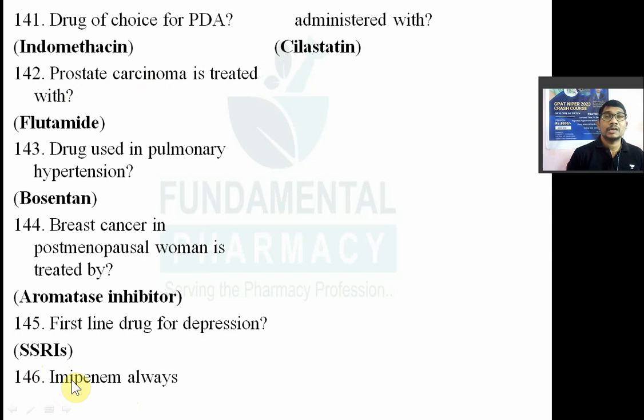Again, cilastatin will also prevent the generation of one toxic metabolite of imipenem. Imipenem का एक toxic metabolite होता है, ये cause करता है nephrotoxicity. That is also prevented by cilastatin. Cilastatin inhibits the enzyme which degrades imipenem and also prevents the generation of the nephrotoxic metabolite. Right. Now next question we'll see.